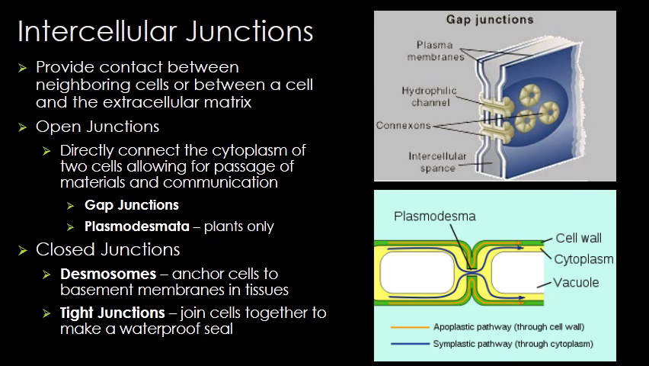Intercellular junctions are the connections between cells. When cells become tissues, there have to be connections. There are two overall main types: open junctions, which allow the flow of materials, and closed junctions, which connect things.